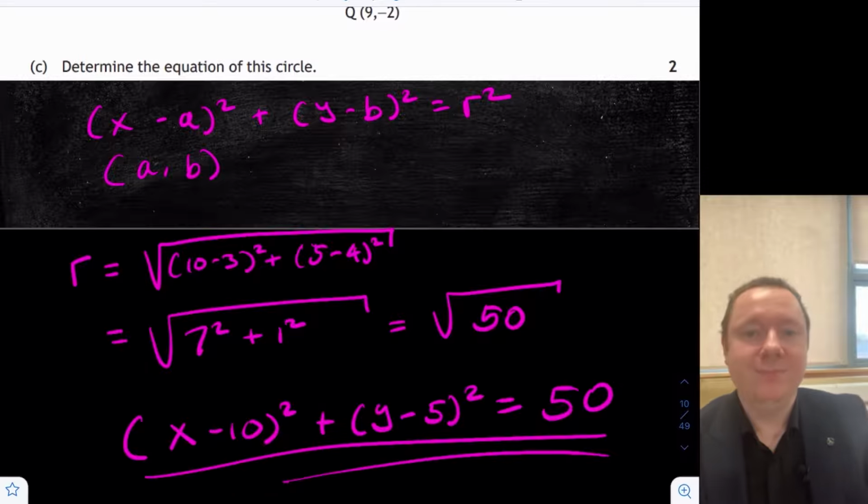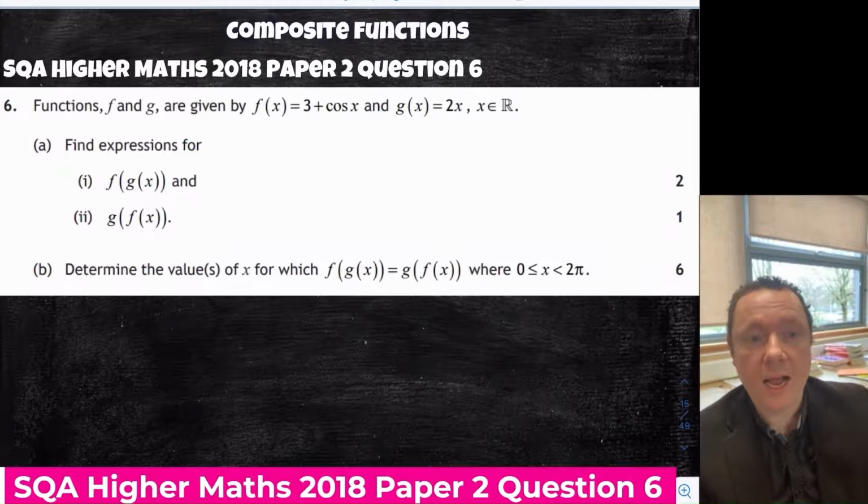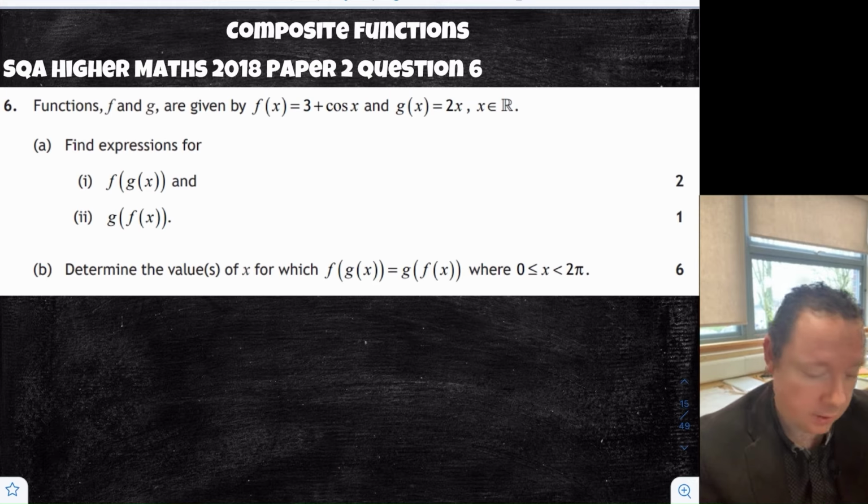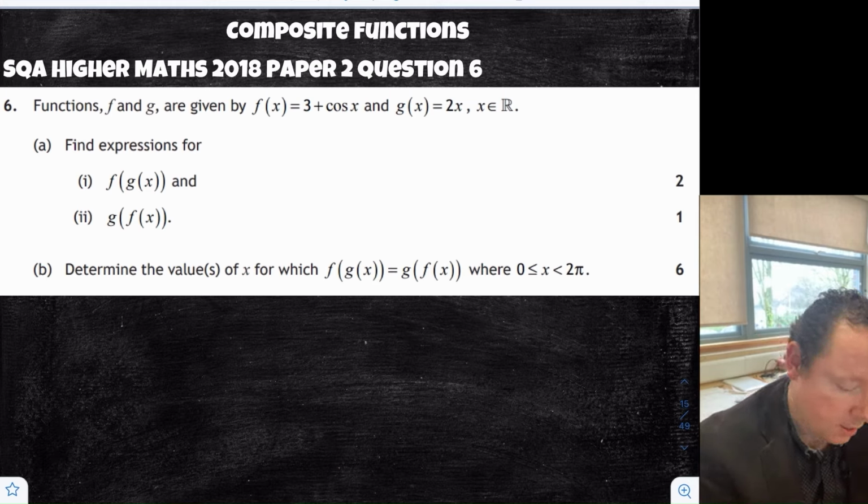And we're done there. Okay, composite functions, SQA Higher Maths 2018, Paper 2, Question 6. f and g are given by f(x) = 3 plus cos x, and g(x) = 2x. x is a member of the real numbers. Find an expression for f of g of x and g of f of x. So part A, 1: f of g of x.